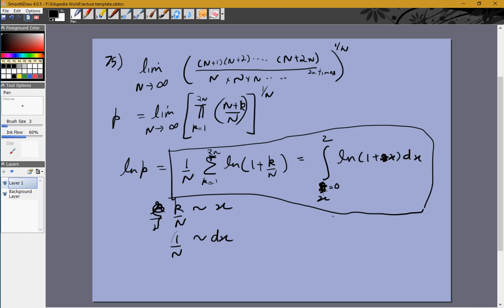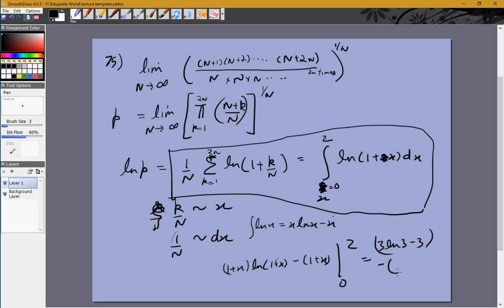So this will be x goes from 0 to 2, ln of 1 plus x dx. Now we know what the integral of this is. Integral of ln x is x ln x minus x. So this will be 1 plus x ln of 1 plus x minus of 1 plus x, going from 0 to 2, which will be the value at 2, 3 ln 3 minus 3, minus the value at 0, which will be 1 times ln of 1, which is 0, and this will be minus 1. So it comes out to be 3 ln 3 minus 2.